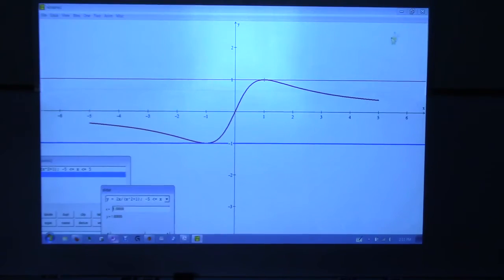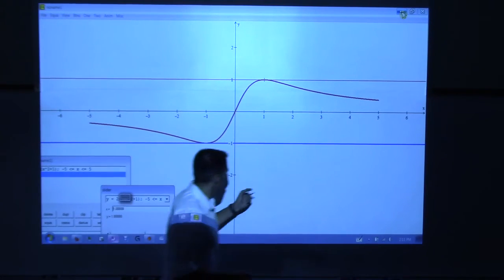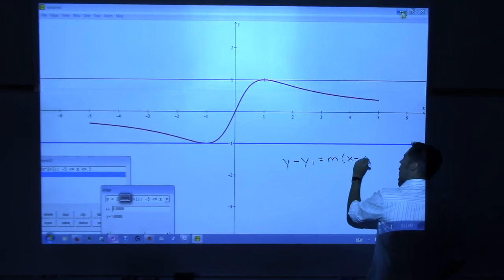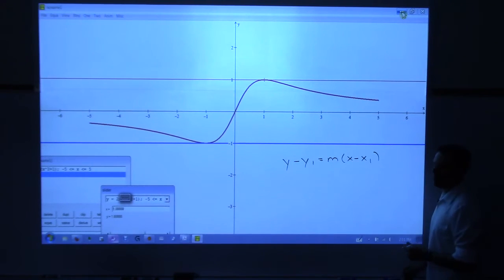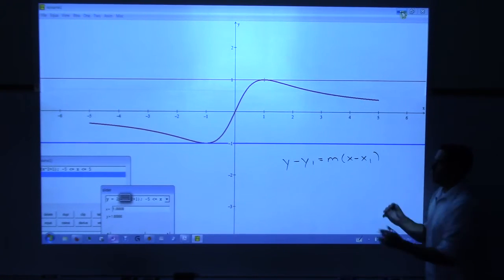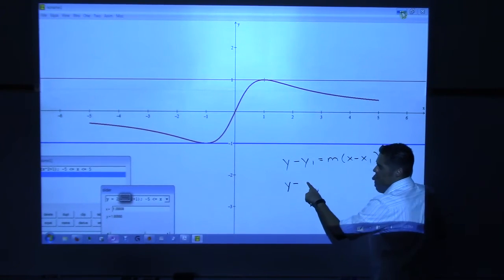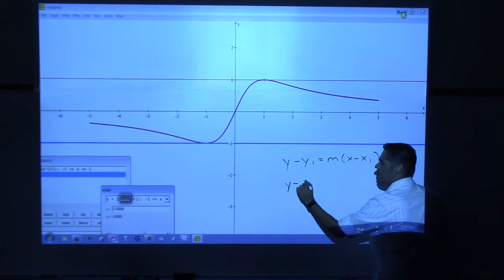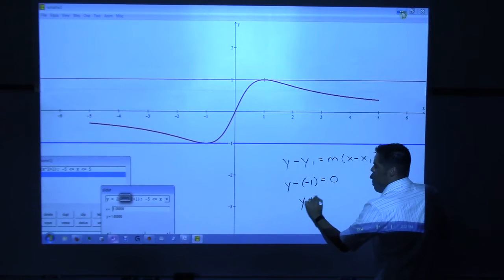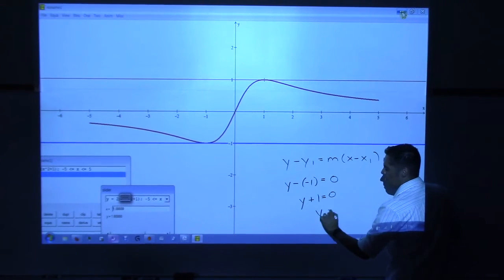Let's see if I can find it. Oh yeah, by the way, that's the graph. We never found the equation of the line. I better do that first. What was the equation of the line? We do y minus y1 equals m times x minus x1, right? M was 0 though. So the whole right side's gone. It doesn't matter, right? I just need to know what y1 was. What was y1? Negative 1. Y plus 1 equals 0, which means y is negative 1.